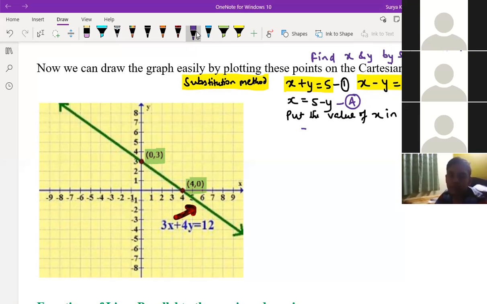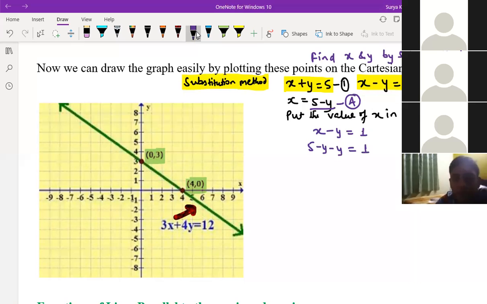Now, children, what we need to do is put the value of x in equation second. Equation second is x minus y is equal to 1. So in place of x, what should you put? 5 minus y. So 5 minus y, again minus y is equal to 1. Is this clear to everyone, children?